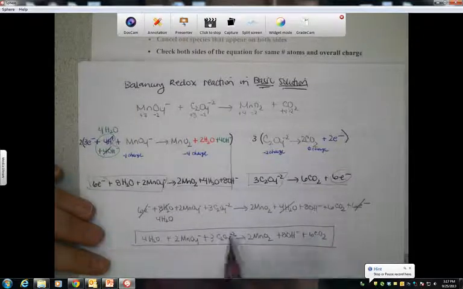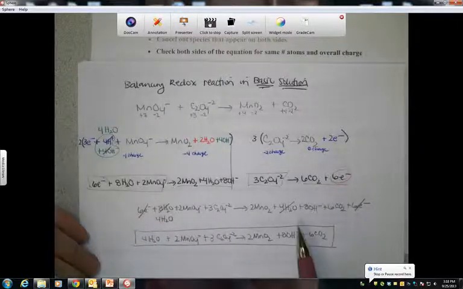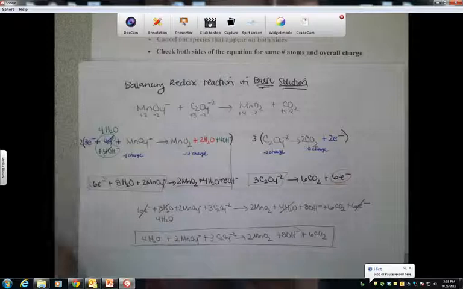And then your charges. You have -2 plus another 2 minus, so that's a -4 total charge on this side. Oh wait, sorry, I forgot this 3. So 3 times -2 is a -6 plus these 2, so that's a -8, and then look, 8 negatives on that side. So your charges balance and your atoms all balance. That's how you know you've done this correctly. So that's how you balance a redox reaction in basic solution. And of course, just notice that you have hydroxides left over, which is what makes it basic.